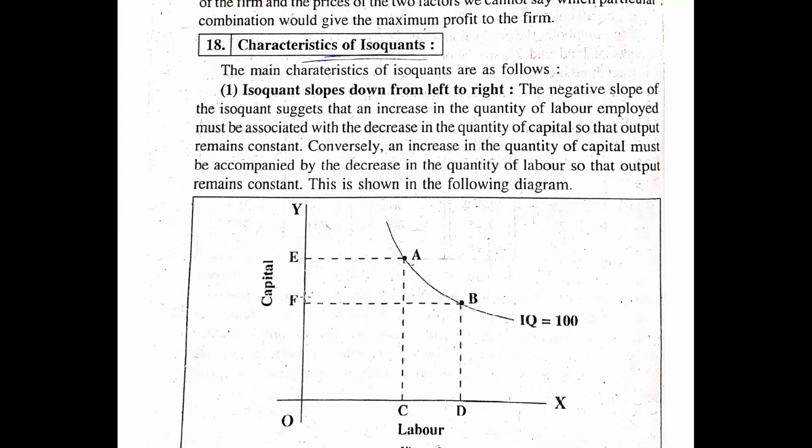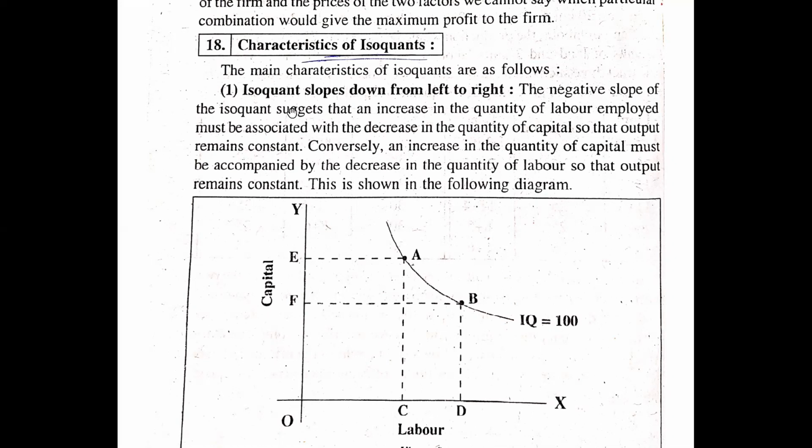if you decrease one factor, you need to increase the other factor. If you increase one factor, you need to decrease the other factor. So both are inverse, because you need to increase one as a substitute for decreasing the other. And when such a kind of law is implemented, you will always get a downward slope from left to right in any graph. So guys, isocon slopes down from left to right.